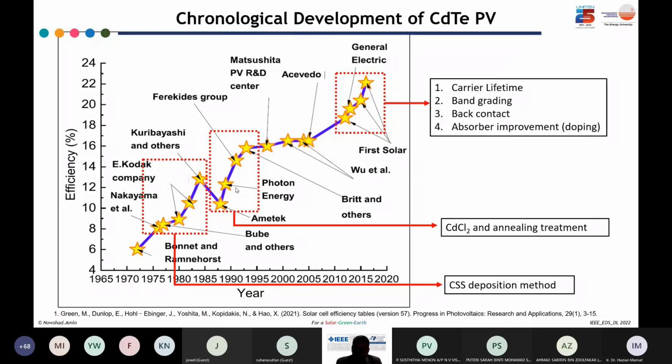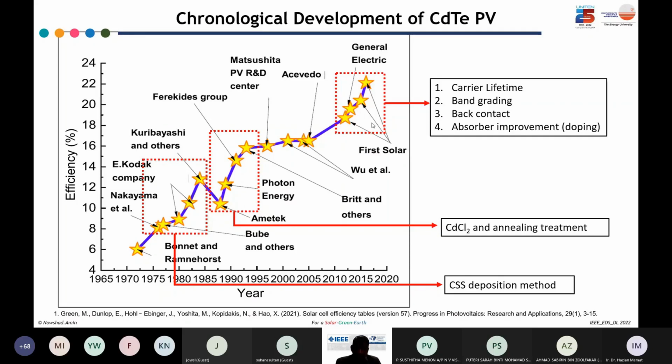It shows that back in the 1970s, cadmium telluride has experienced three different kinds of development. One is the deposition process. Second is the treatment process. The third is the so-called configuration, or the material itself, the improved material.